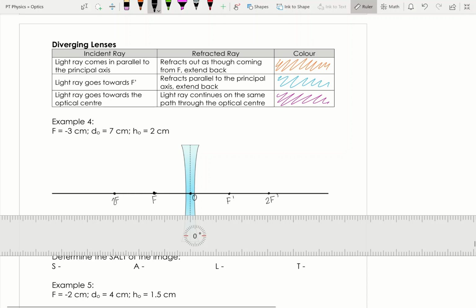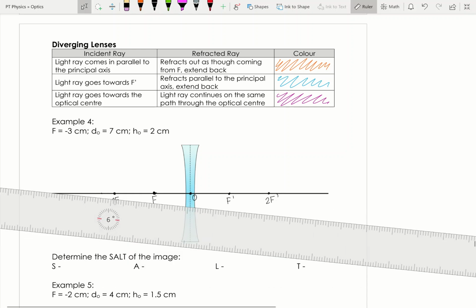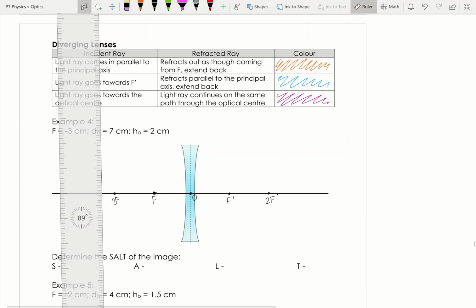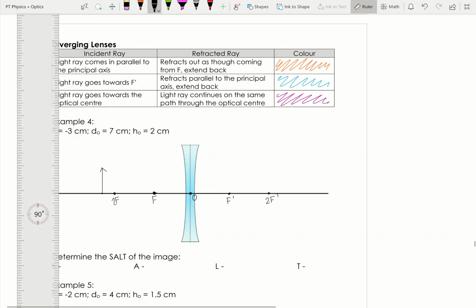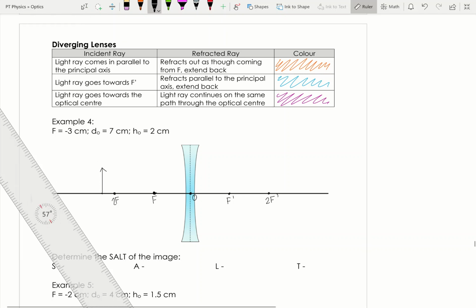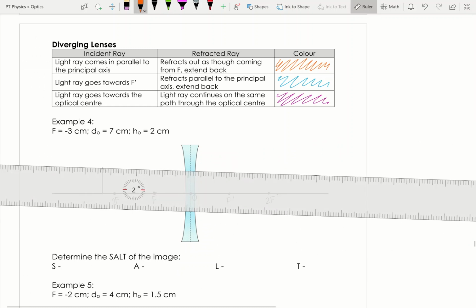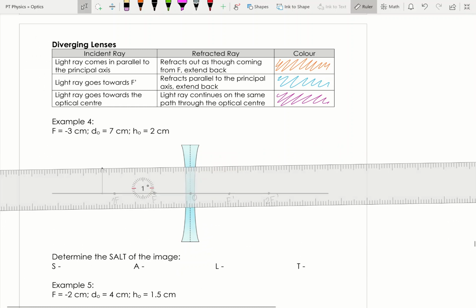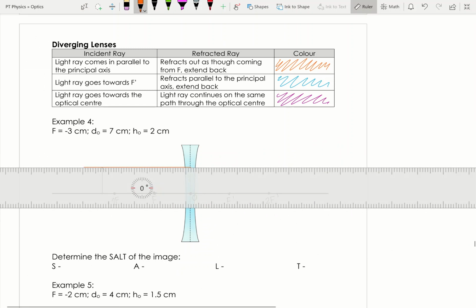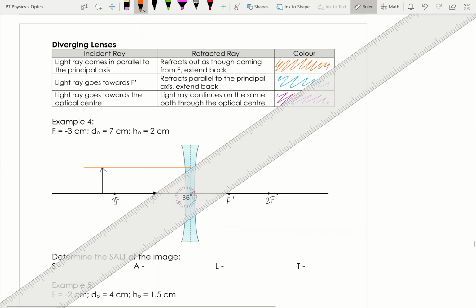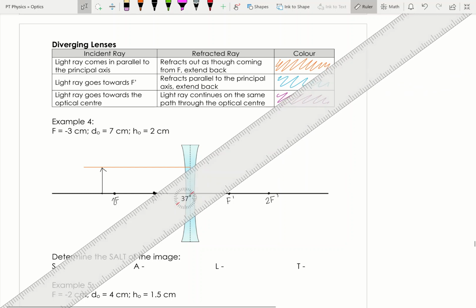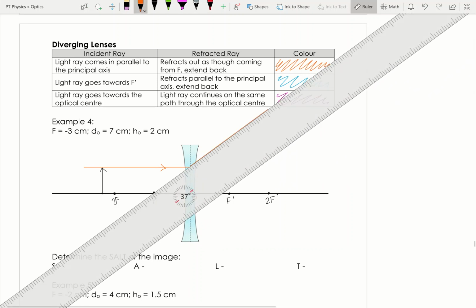My object is located at 7 centimeters. And it is 2 centimeters tall. So just like this. Here we go. Ray 1 goes in parallel and then refracts out as though it comes from F, but it gets extended back. So I need to line up F and where my incident ray meets. So this is my incident ray. But I need to trace it back.